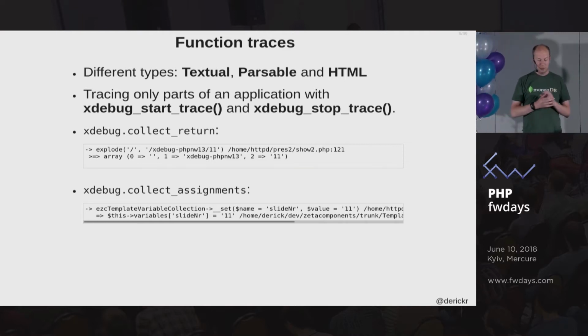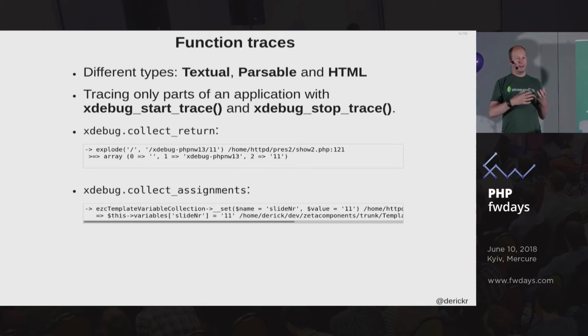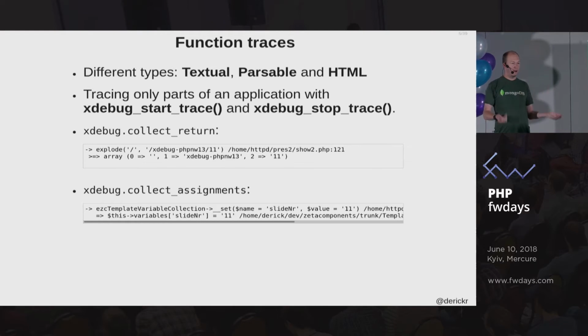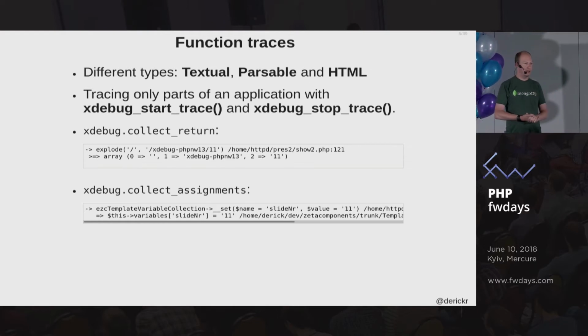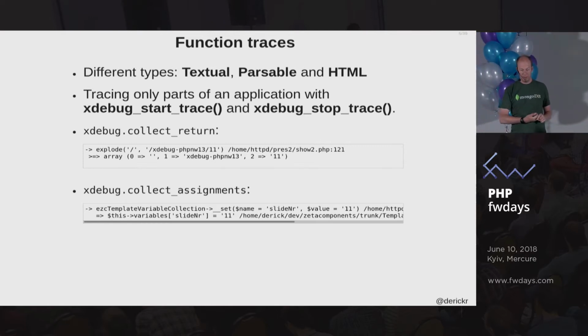Tracing, as I said, allows you to see everything that happens in an application. Well, if you have a very big framework-based application, you might not necessarily want to see everything that happens in the framework, because you just get too much information in there. Files that are several hundred megabytes are not unheard of.